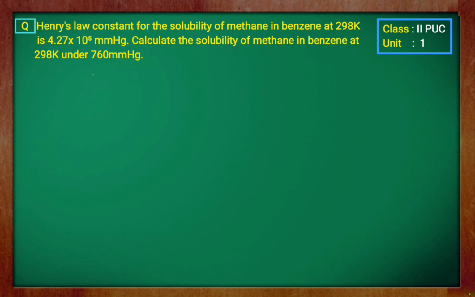Consider an example. Henry's law constant for the solubility of methane in benzene at 298 Kelvin is 4.27 into 10 to the power 5 mmHg. Calculate the solubility of methane in benzene at 298 Kelvin under 760 mmHg. So we have Henry's law given by, so the mathematical representation is P is equal to KH into chi, where P is the partial pressure, KH is Henry's law constant, chi is the mole fraction.